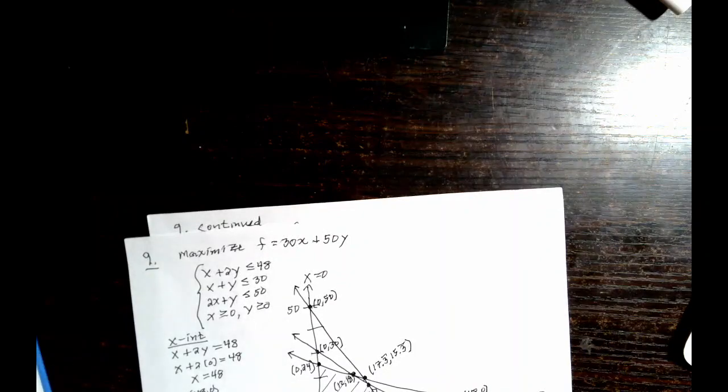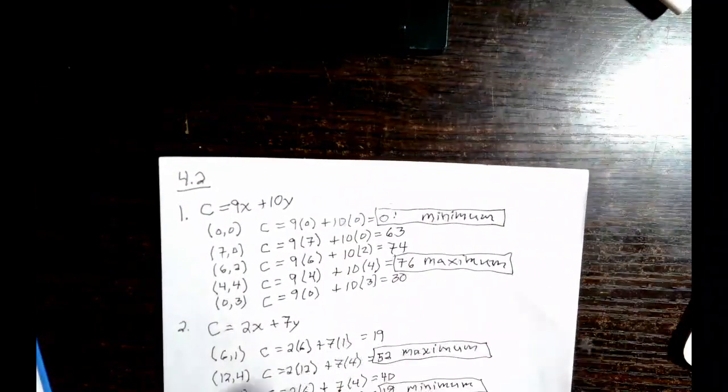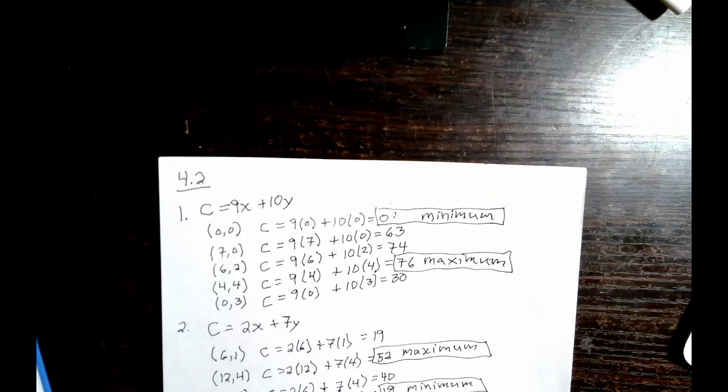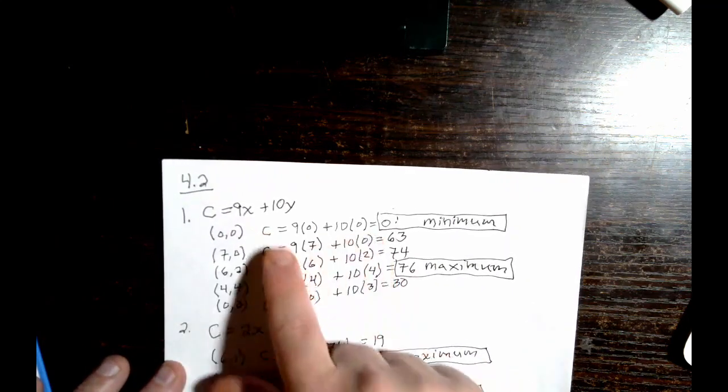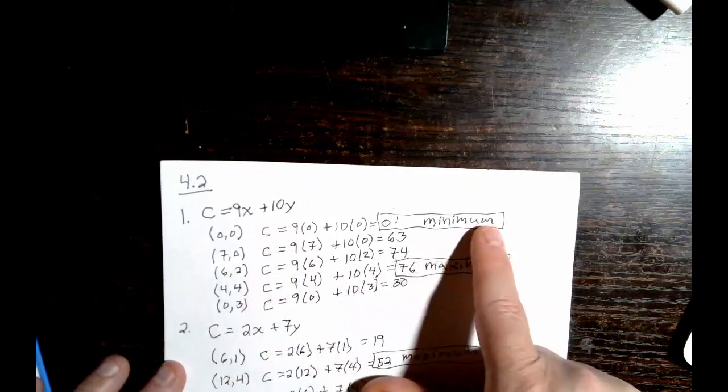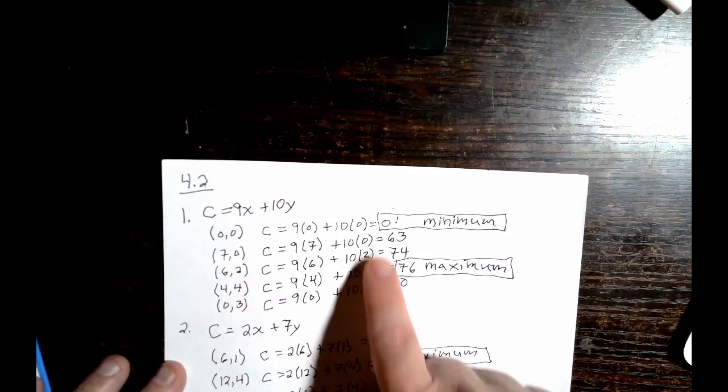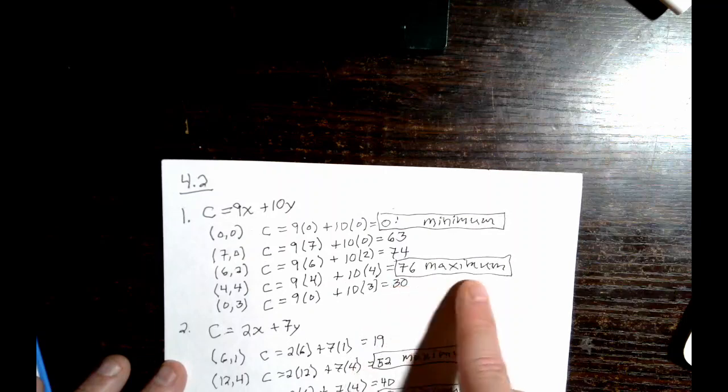Alright, so let's look at 4.2. Question number 1. Okay, the first question starts with just the last part, which is they already found all the corners for you and they just want you to check them with the equation they give you, and they want you to find the minimum and the maximum. Minimum is 0, maximum is 76.